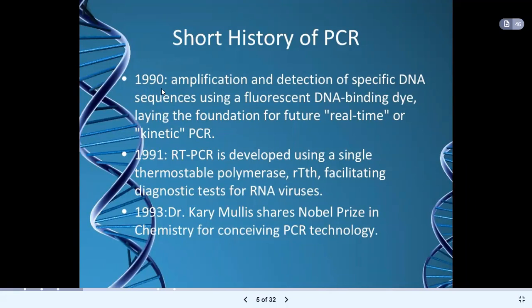In 1990, more development was carried out by using a DNA sequence which is fluorescent, which can be easily detectable during gene cloning. A fluorescent DNA-binding dye was used, and it was known as real-time or kinetic PCR.